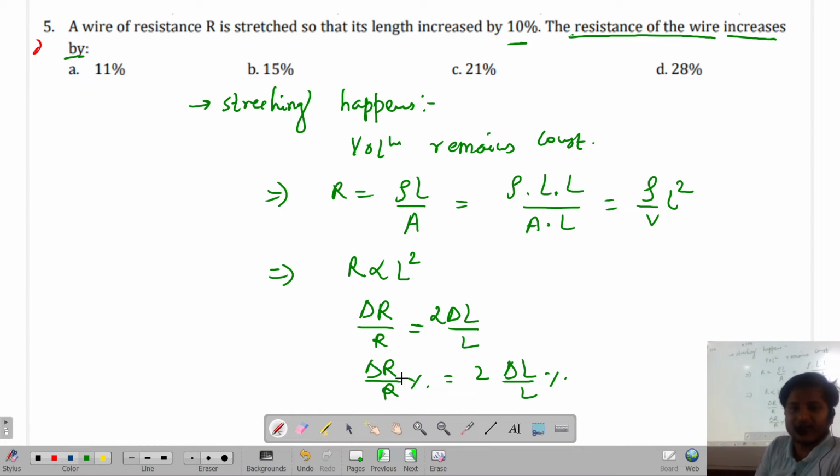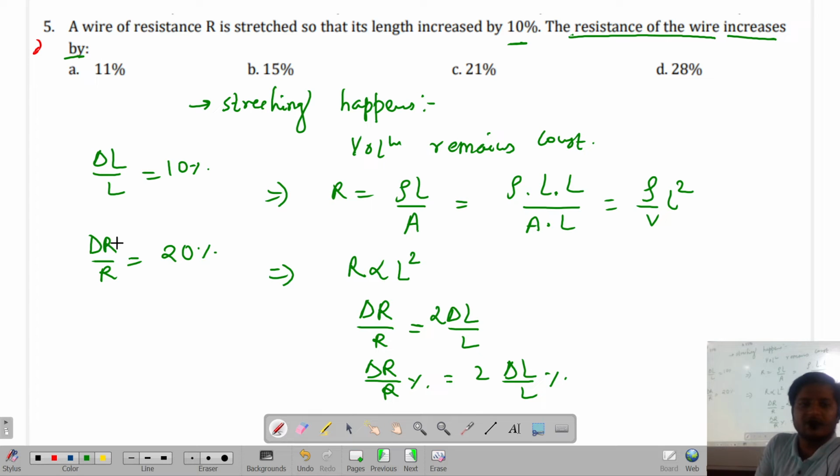But one thing is that delta R by R is 20%. So if the change in length is 10%, delta L by L is how much? 10% or not? Tell me yes or no. It is given. How much is the length increased? It is given as 10%. So delta L by L is 10%. So delta R by R is going to be how much? 20%. Got it or not? Yes or no? But what is delta R?